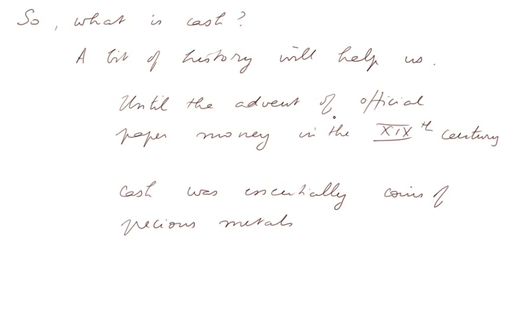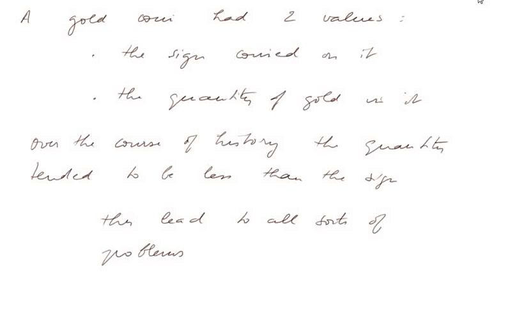Until the advent of official paper money in the 19th century, cash was essentially coins of precious metals. A gold coin had two values, the sign coined on it and the quantity of gold in it. Over the course of history, the quantity tended to be less than the sign. It's a long story. That was a way for states to collect revenues, called seigniorage or even degradation of the money. And this existence of two values led to all sorts of problems.